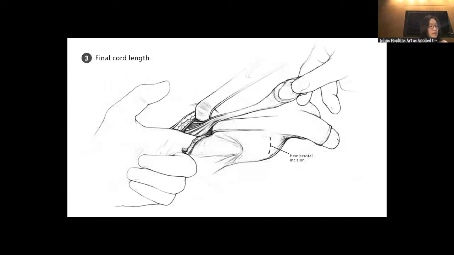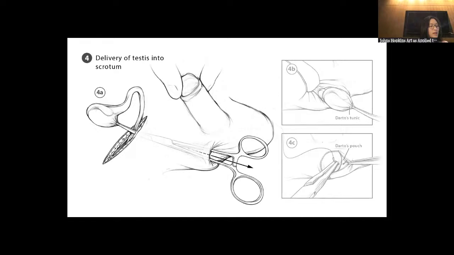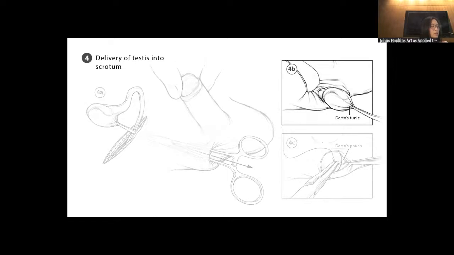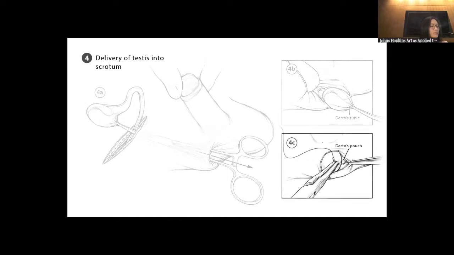Once sufficient length is achieved, a finger is placed from the inguinal incision into the hemiscrotum to create a tunnel for the testis into the scrotum, and a scrotal incision is made. Next, a curved hemostat is delivered from the scrotal towards the inguinal incision, and the testis is grasped and pulled within the dartos pouch, and the testis is then sutured into position.